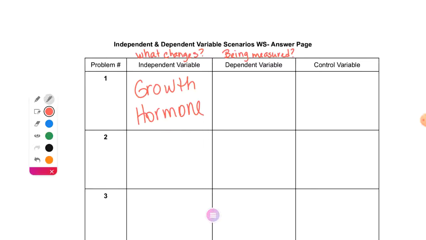Aubrey? Their weight. So we want to be specific here, because if I said we're measuring how much the cow grows, could I be talking about their height? Yes, but in this case, are we talking about how much they grow tall? No, we're talking about their weight. So the dependent variable is weight, because that's what we are measuring.